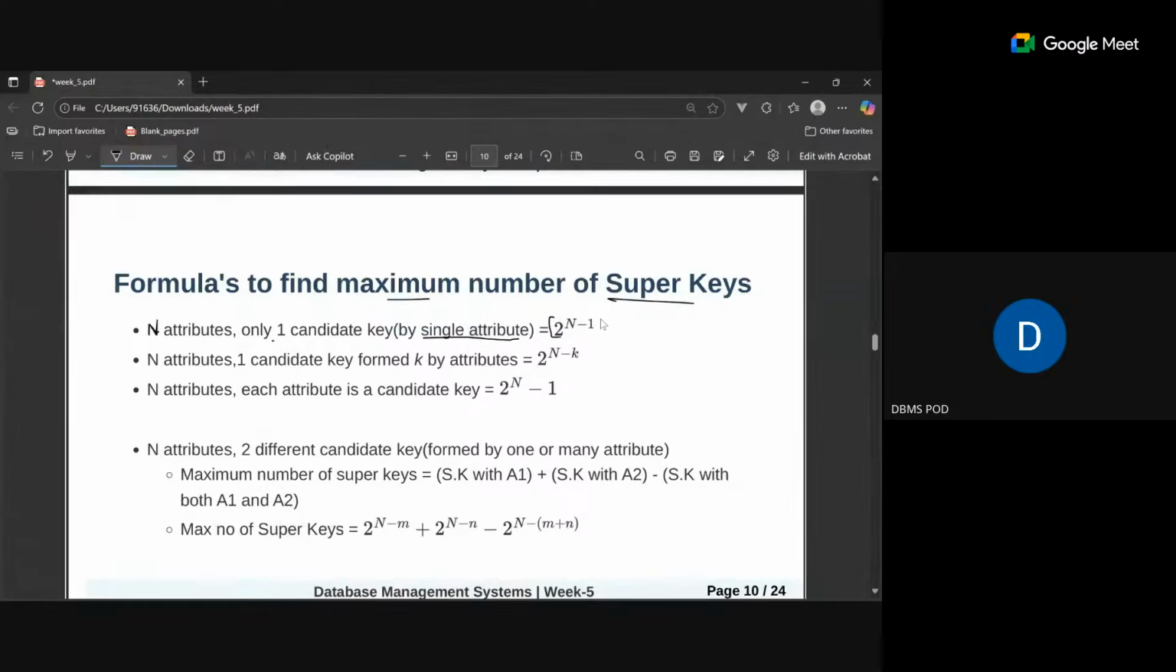You can use this formula to find the super keys. If there are n attributes and one candidate key is formed using two attributes, you can use this one. This k is how many attributes are present in the candidate key. If each attribute is a candidate key, you can use this formula. And if two different candidate keys are formed by one or many attributes, you can use this one. I don't want to read the formulas again, so we'll see one example, but do remember all this.